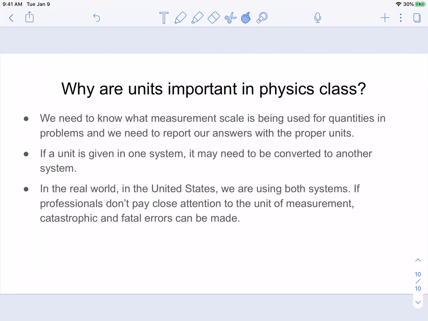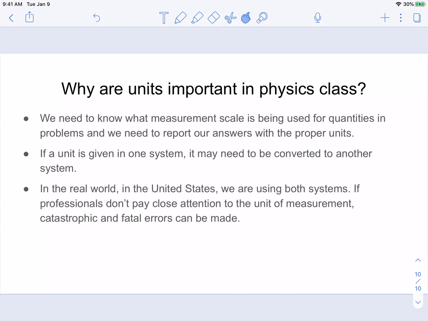Why are units important in physics class? Well, we need to know what measurement scale is being used for different quantities to make sure we're recording everything with the proper units. If a unit's in one system, you may need to convert it to another system. So if you get something in a US system, this is IB physics, you would need to convert it to the metric system. In the real world, in the United States, we are using both systems.